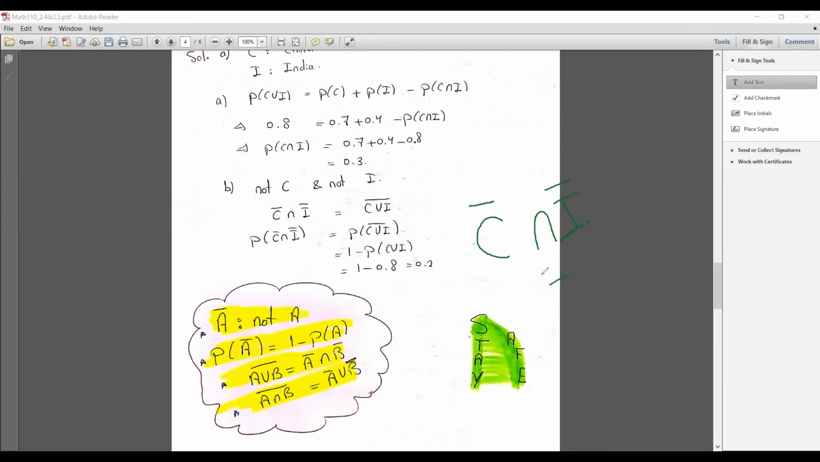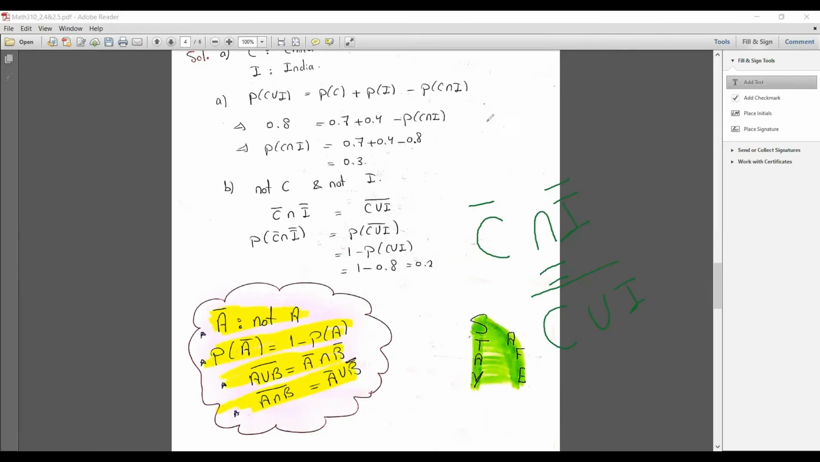Now this one, guys, according to De Morgan's law, those who took discrete mathematics know what we mean by De Morgan's law, but even if you did not take discrete mathematics before, we're going to write the rule here. This one is equal to C union I, all of it bar. So the intersection becomes union, and what do we put here? Bar. When we say C bar, it means not C. When we say I bar, it means not I. So we need not C and not I. Okay, guys. So we need the probability of C bar intersection I bar, which is the probability of C union I, all of it bar.